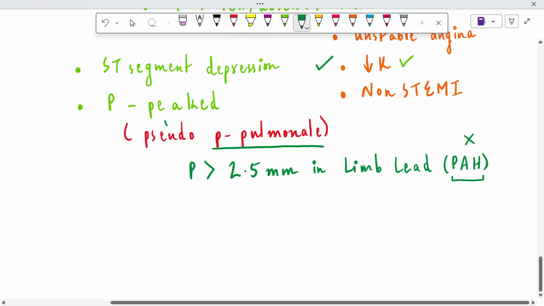The next finding in the ECG will be the PR interval. The PR interval will be prolonged.